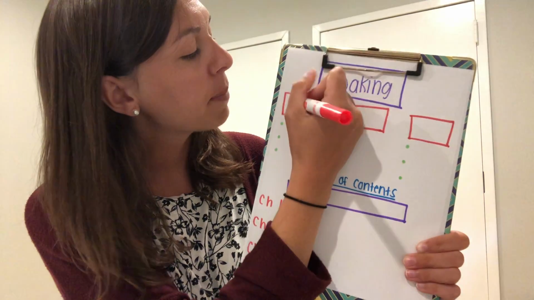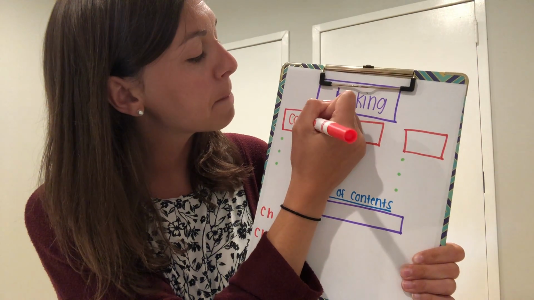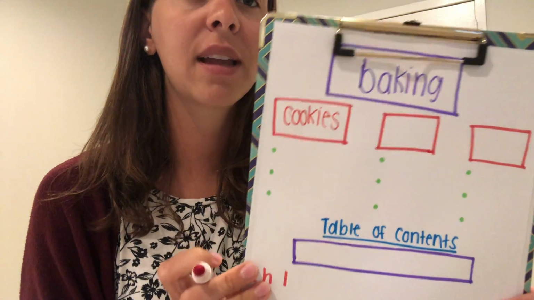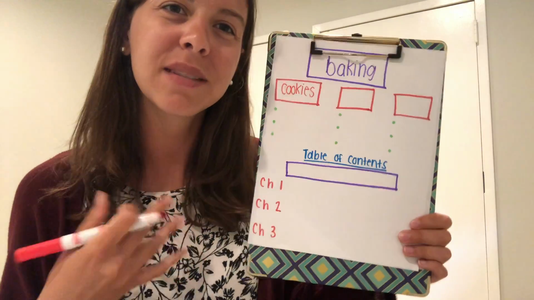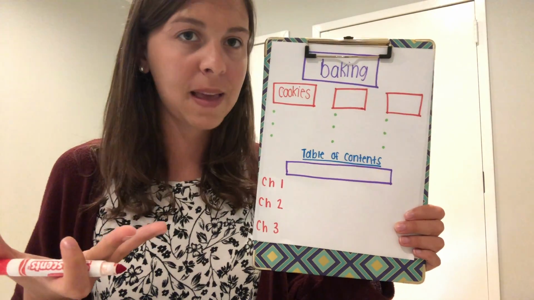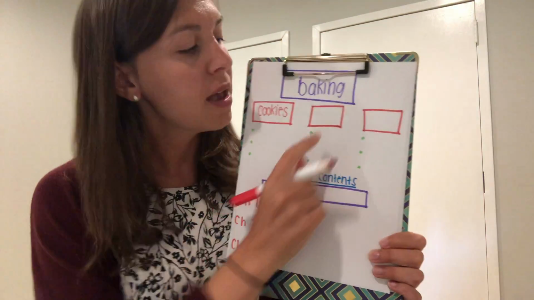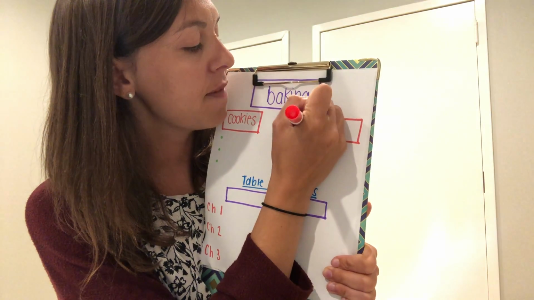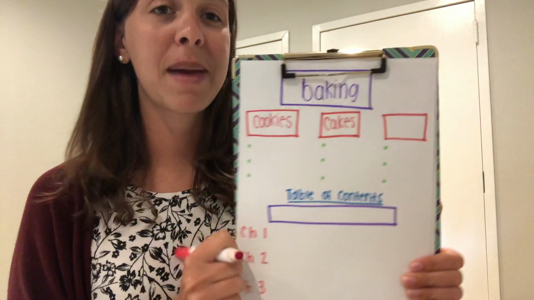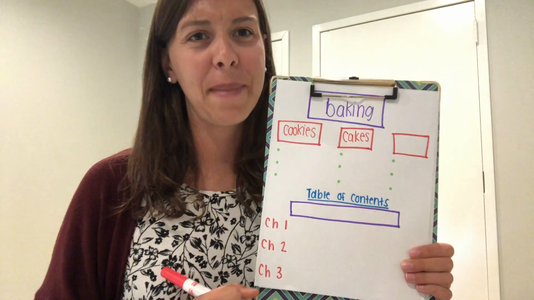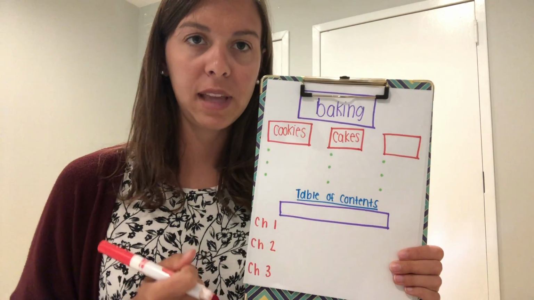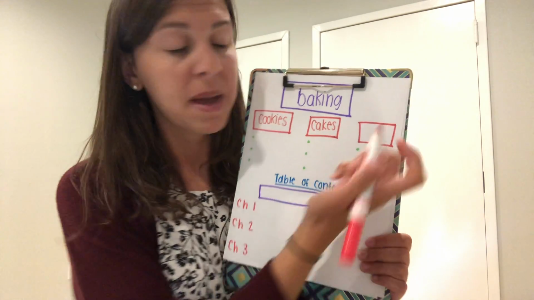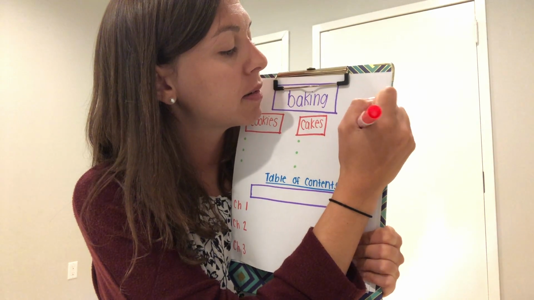So I'm going to say cookies are my first subtopic. They're something that I know a lot about, and I can add a lot of details about how I like to bake cookies, why I like to bake them, and what makes them special. My next one is going to be cakes. I really like making cakes, and they fit under the idea of baking. I wouldn't put something about cars in here because that's not related. My last subtopic or chapter might be brownies.